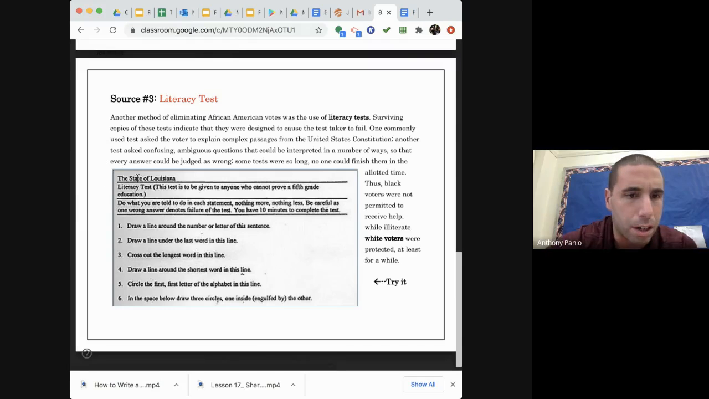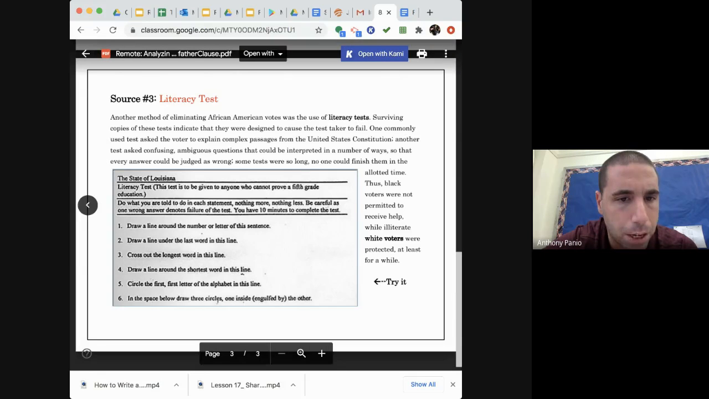What's going on in the chat here? If you're voting for Trump, you're out of pocket. I don't even know what that means. Donald Trump.